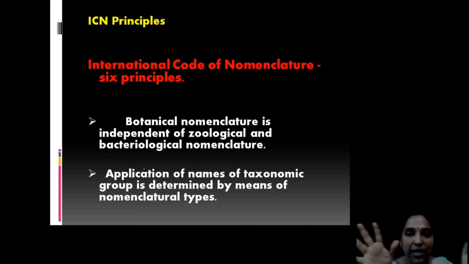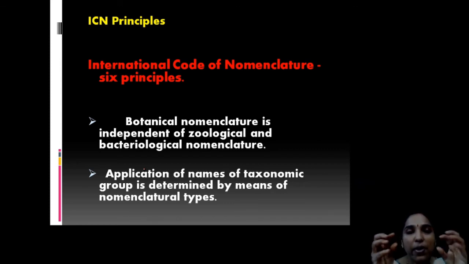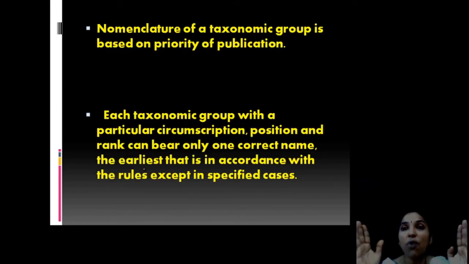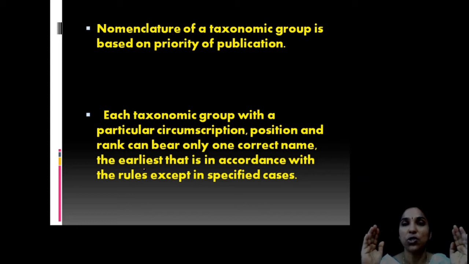For every taxon you need a type. The application of names of taxonomic groups is determined by means of a nomenclature type. It may be a drawing, it may be a material, whatever it may be. That is the type. We will discuss it later. Then the third one: nomenclature of a taxonomic group is based on priority of publication.